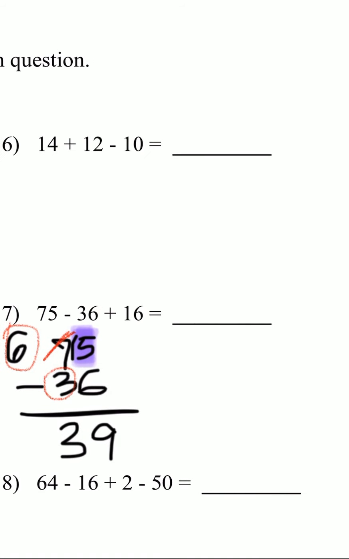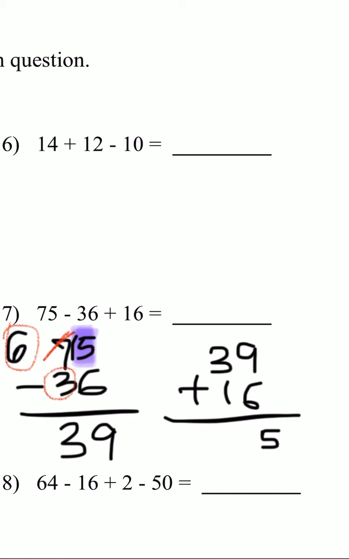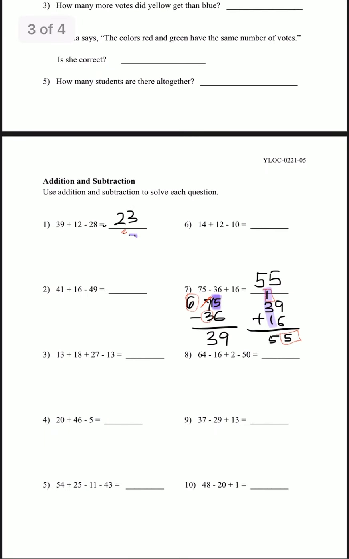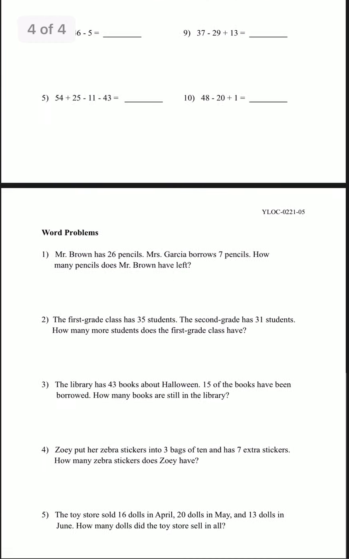So 39. Now we're going to do 39 plus 16. 9 plus 6 is 15. The 5 goes down. And the 1 goes up. Now we're going to add 1 plus 3 plus 1. So 1 plus 3 is 4. Plus 1 is 5. The answer for number 7 is 55, okay? Now let's move on to the next page. And we're going to do word problems.